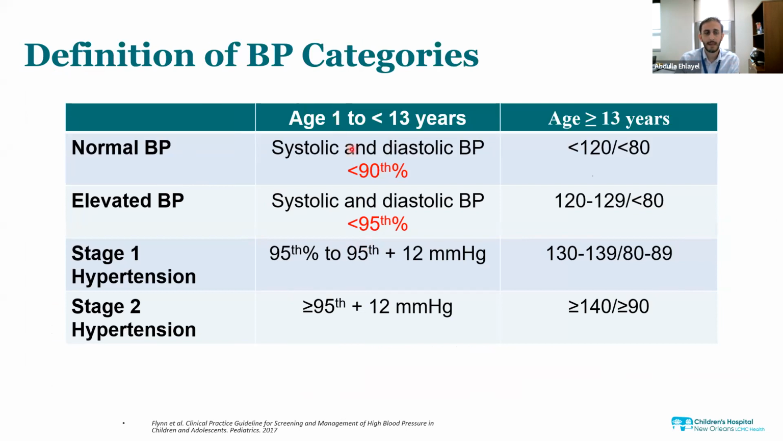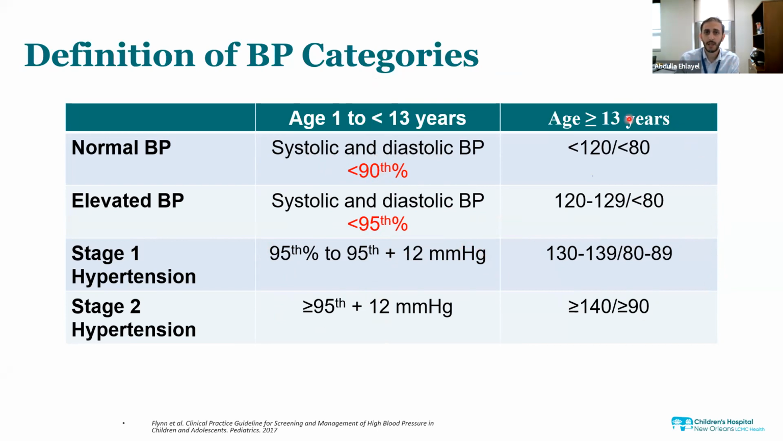In the new guidelines, if the child is 13 years or above, we use the adult cutoff, which I will talk about in 1 minute. But if you're less than 13 years of age, between 1 and 13, then a normal blood pressure is less than the 90th percentile, both systolic and diastolic. Elevated blood pressure is between the 90th and the 95th percentile. It's stage 1 hypertension between 95th and 95th plus 12. And stage 2 is greater than or equal to the 95th plus 12. So these are the classifications or stages of hypertension based on the AAP guidelines.